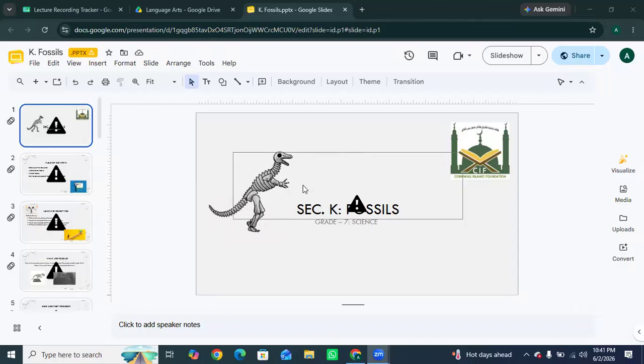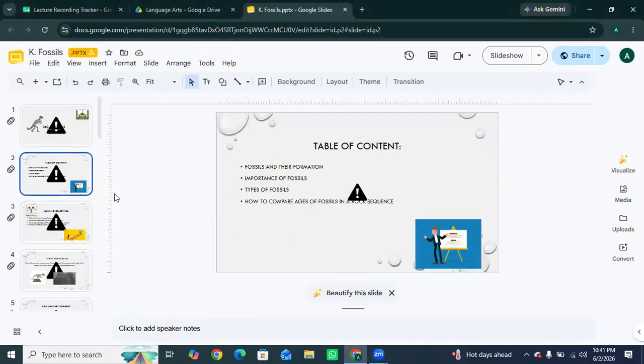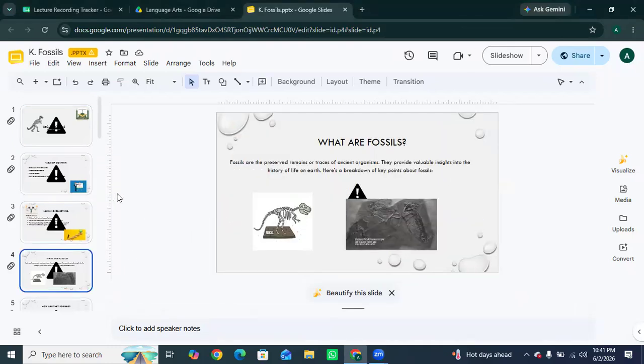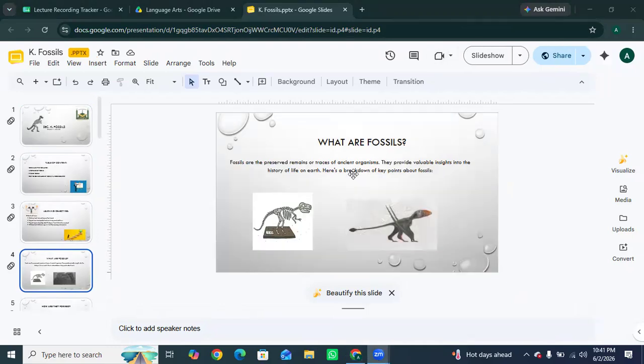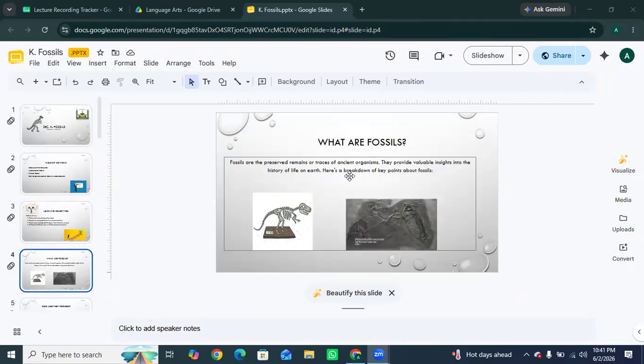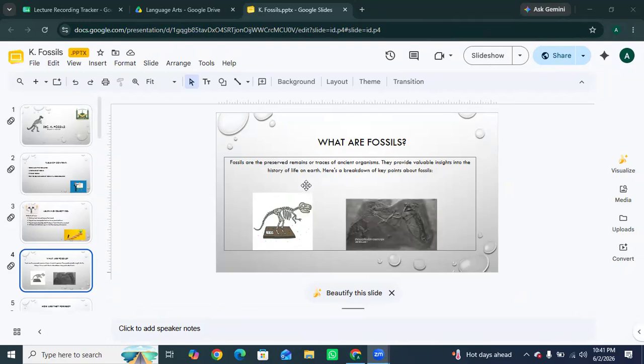Hey students, so today we are going to discuss the topic of fossils. Okay, what are fossils? Fossils are the preserved remains or traces of ancient organisms. They provide valuable insights into the history of life on Earth. Here's a breakdown of key points about fossils.